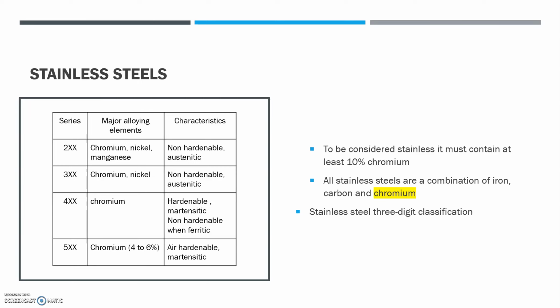Page 10, stainless steel is a combination of iron, carbon, and chromium. The chromium content must be at least 10% to be considered a stainless steel. This alloy is classified by a 3-digit number. The most common grade is the 300 series, which is known as austenitic.